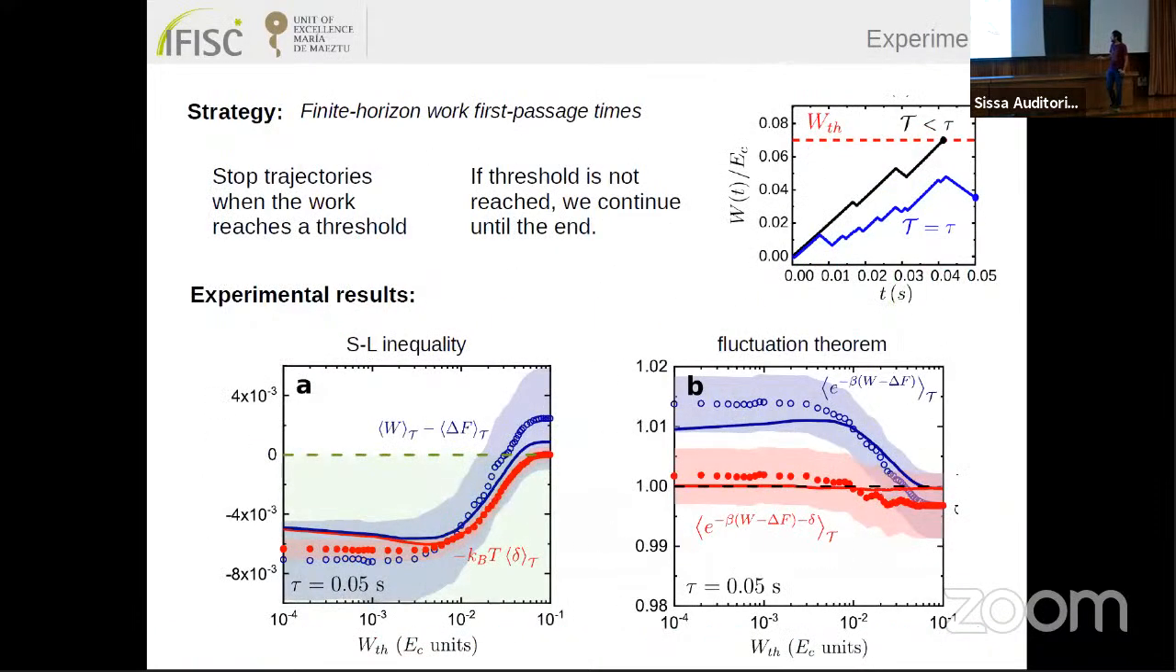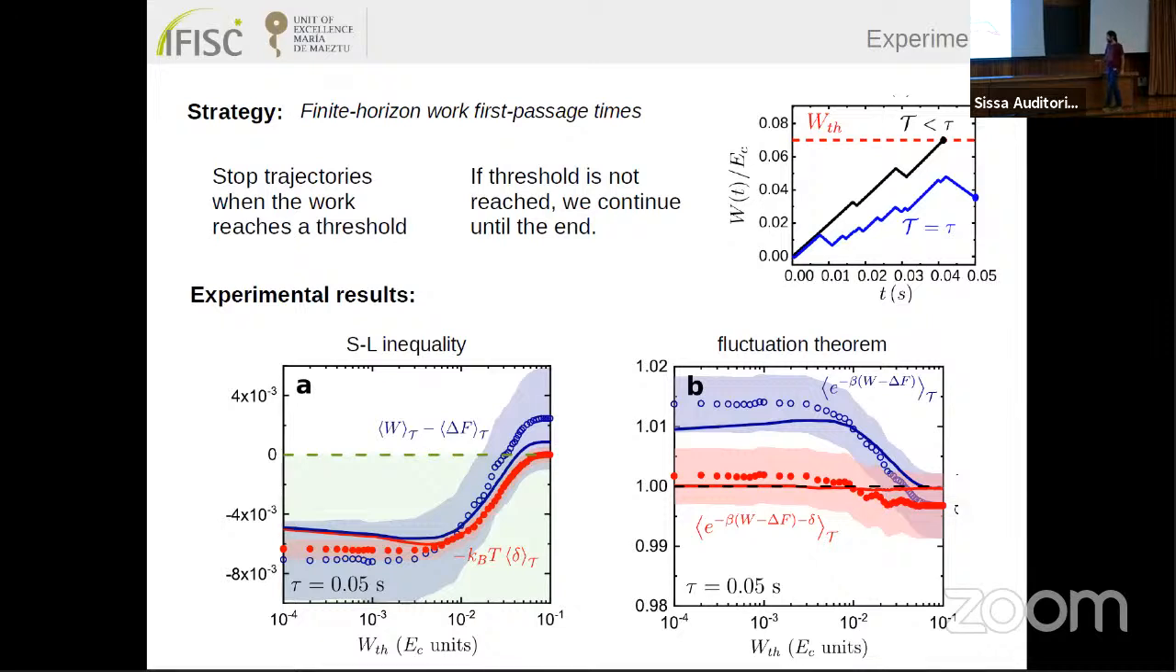So what we essentially implement are some strategies that are based on work thresholds. We stop the strategies if we are investing more work than a given threshold W_TH, and if not, we wait until the end of the linear ramp. So these are the experimental results that we get. Here you can see the second law inequality on the left and the fluctuation theorems on the right. The dots are the experimental data, and the curves are the numerical simulations. The shaded areas are the experimental errors.